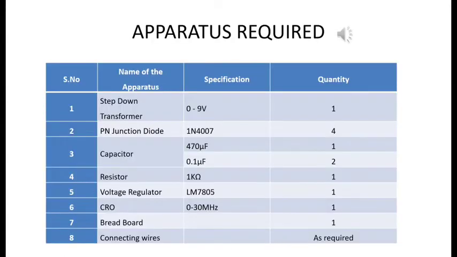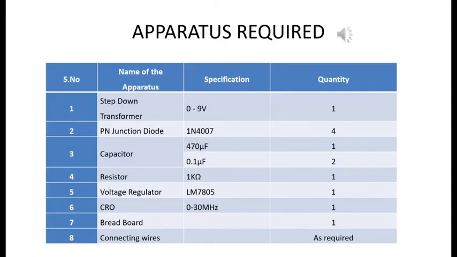The various components and the consumables required to design the power supply unit are shown in the table. Number 1, we need a step down transformer, as we have discussed in the block diagram. Now we need a step down transformer, and the input voltage of 230 volts should be stepped down to 9 volts. So we are using a 0 to 9 volts specification.